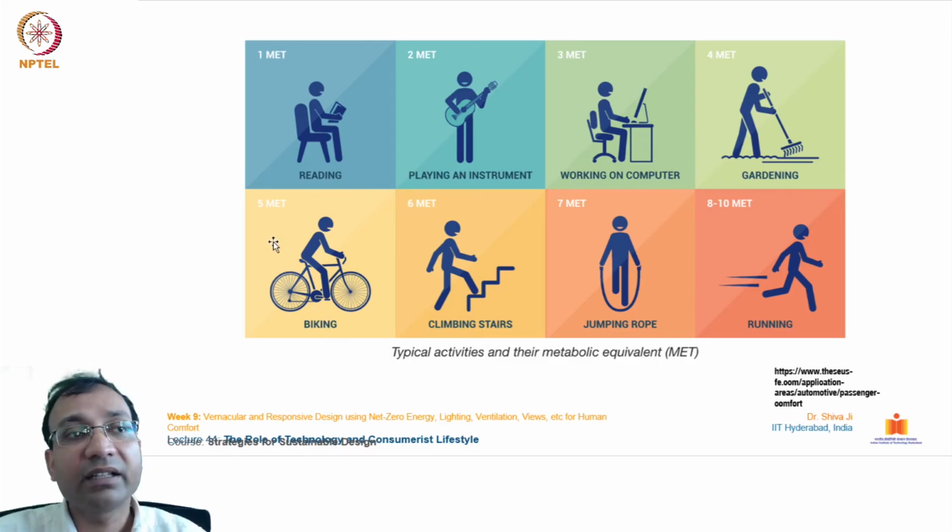If you are biking, cycling, etc., that is 5 MET. If you are climbing staircases, you may have experienced that when we keep on climbing staircases for a longer period of time, we feel stressed. So this is a 6 MET condition. If we are performing a considerably good amount of physical activity like jumping rope, etc., that qualifies as 7 MET. And if you are running around, jumping heavily, that is in the range of 8 to 10 MET. So this is the activity and metabolic equivalent scale, you can understand.